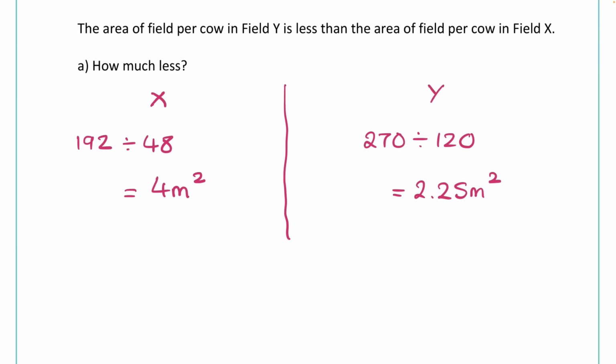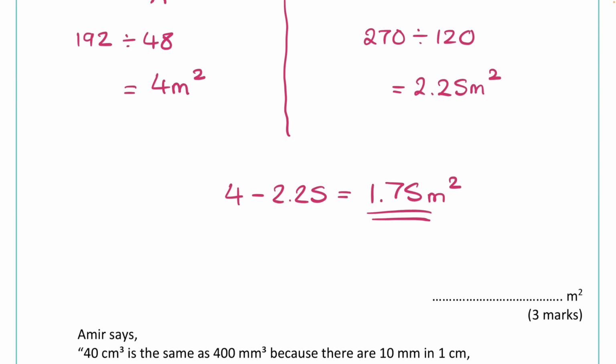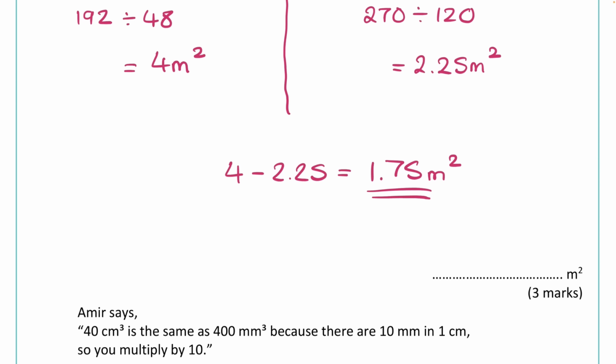So there is clearly a difference between these. So if we do 4, subtract 2.25, that gives us my difference, or how much less it is. So 4 minus the answer, and that comes out as 1.75 metres squared. And there we go, there is the difference between the two fields. So that's some population density there, just looking at the space that particularly in this question is more about the cows, but also could be applied to a human-based question as well.